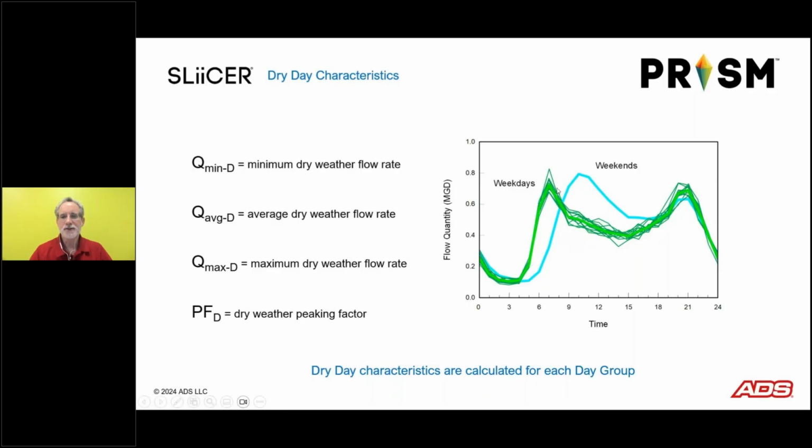You'll see this maximum sometimes at different places in the day, and again, that's often indicative of the land use of the area. From this information, I can take this maximum, divide it by that average, and get a dry day peaking factor, which we also provide. So these dry day curves and these dry day characteristics are calculated for every day of the week group that you have. So by default, that information is going to be generated for weekdays and weekends.